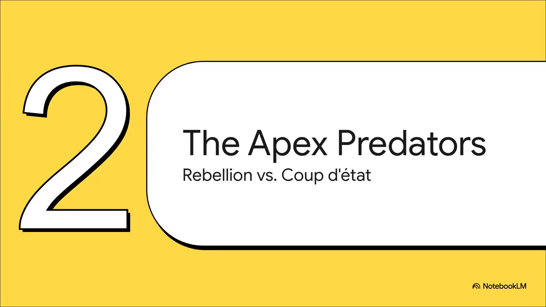So, let's start at the very top of the food chain. We're talking about the apex predators of political crimes: rebellion and the coup d'etat. These are the heavy hitters, the big ones. They're both aimed at completely upending the government. People mix them up constantly, but as you're about to see, they are fundamentally different beasts.